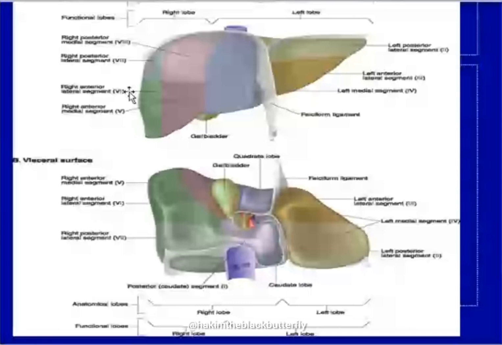So we have finished the histology of the liver.